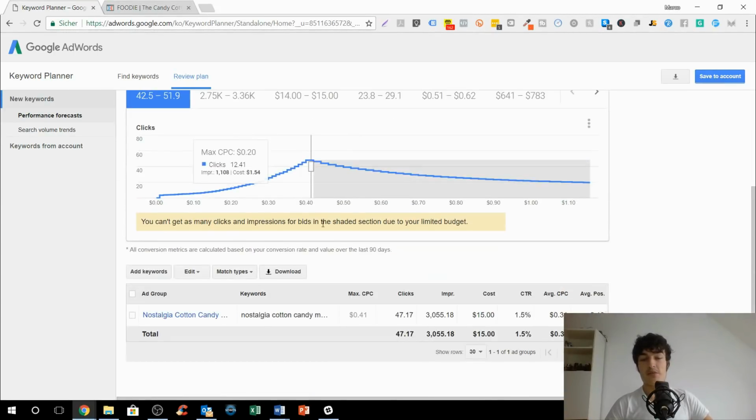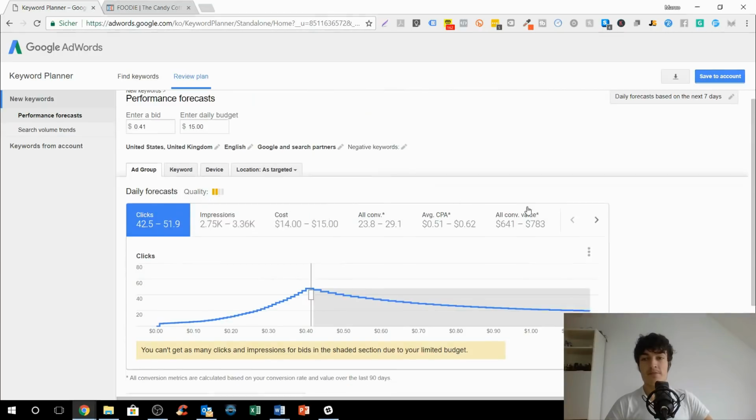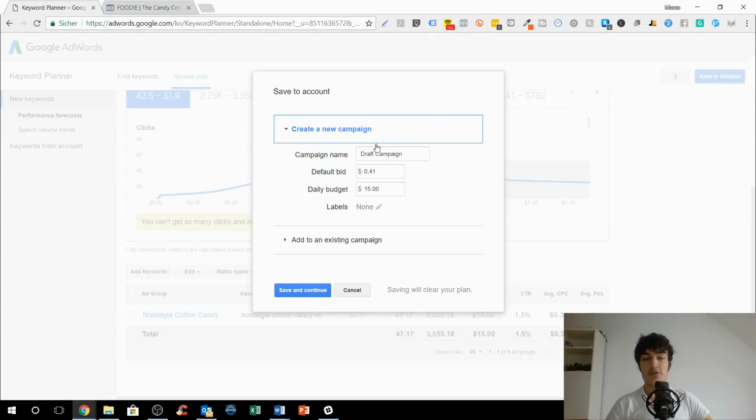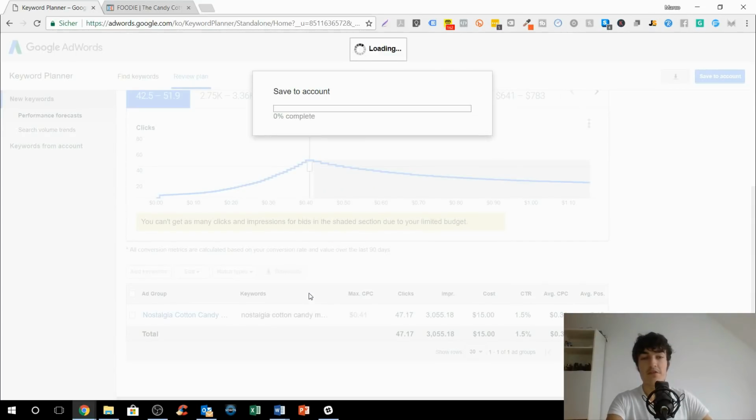So if you played around with all these things here, you can save this to your account. You can create a new campaign. We call this Cotton Candy Maker. We will choose Cotton Candy Maker test. We will choose the default bid of 0.41 and a daily budget of $15, and now we hit save and continue.